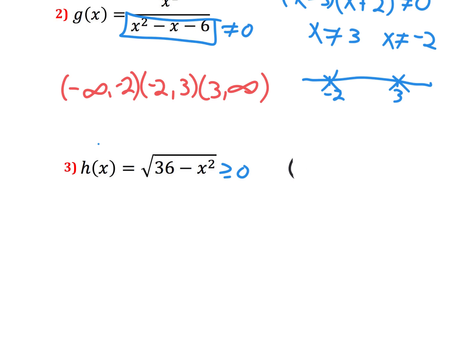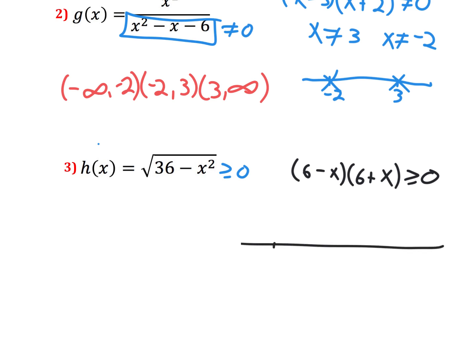36 minus x squared is a difference of squares pattern that breaks into 6 minus x and 6 plus x. Those are conjugate pairs. So that has to be greater than or equal to 0. Now I'm noticing that exactly at 6 and negative 6, that's when my function is going to equal 0. And that's okay. We're allowed to equal 0. It just can't be negative. I need to figure out what's going on for values in between here, what's going on for values back here. So that's where we do a sign analysis.